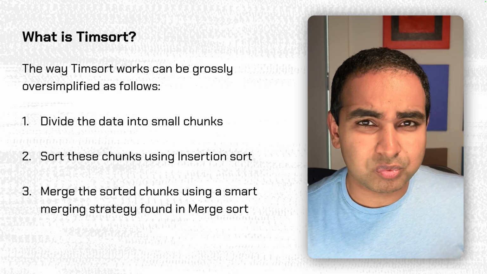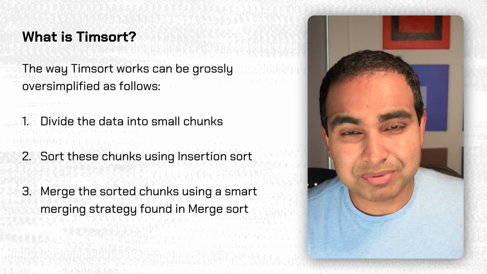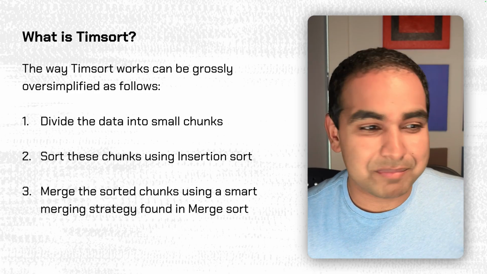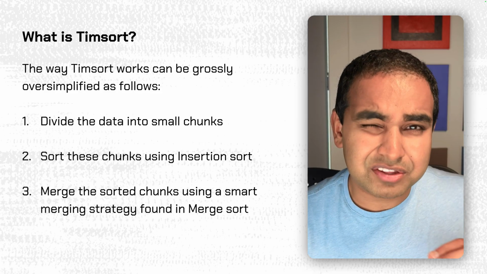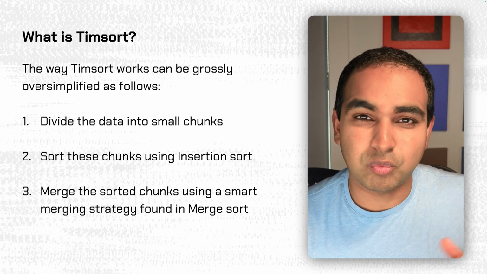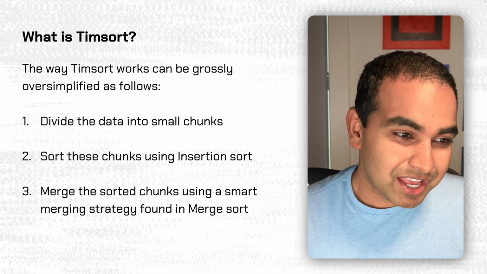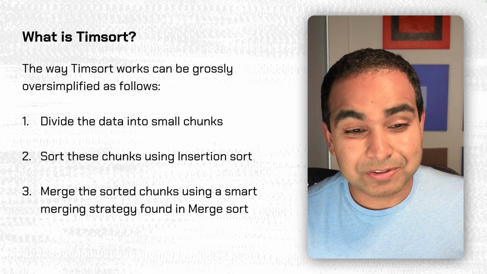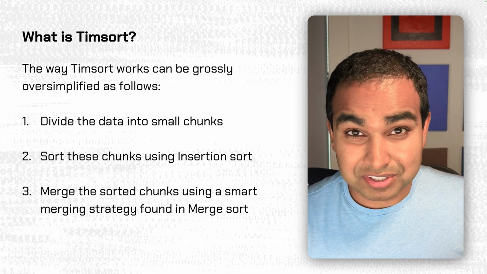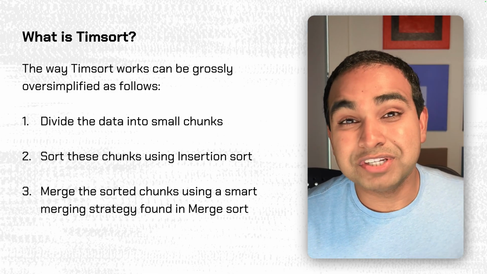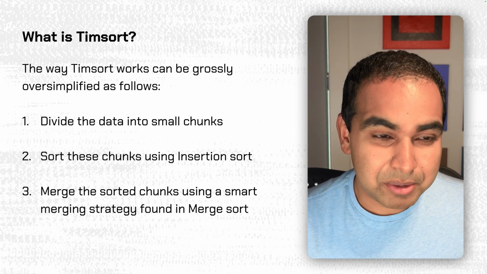So the way Timsort works, and we can grossly oversimplify it by looking at these three steps. First, it divides the data into small chunks, and these chunks are known as runs, R-U-N-S, runs, like you're walking, you're running, runs. The second step is to sort these chunks using insertion sort, and the third step is to merge these sorted chunks using a smart merging strategy, typically found in merge sort.